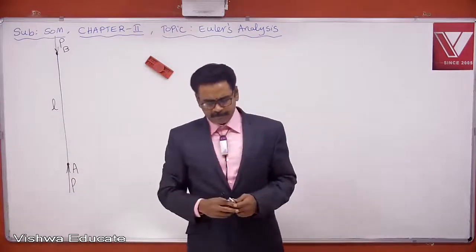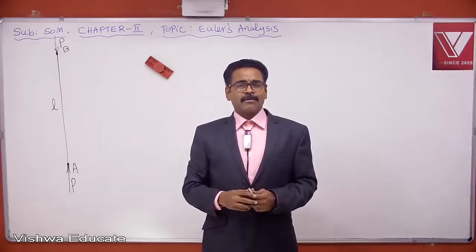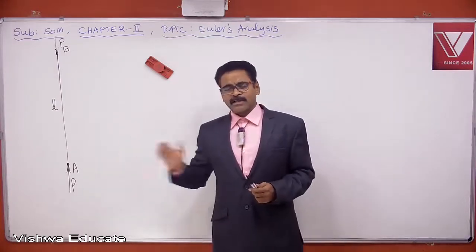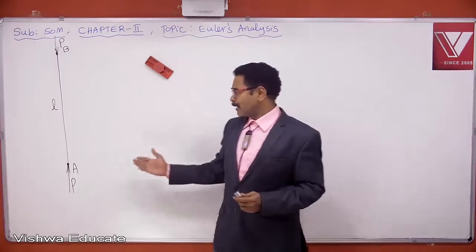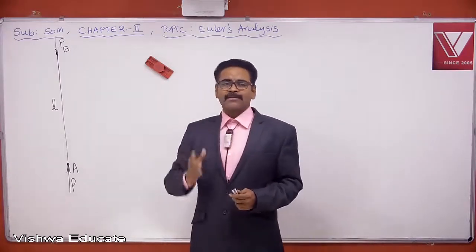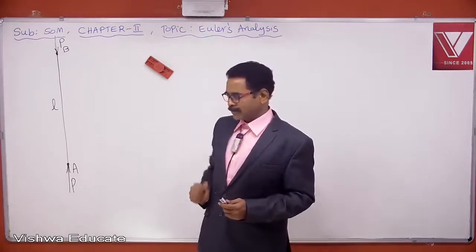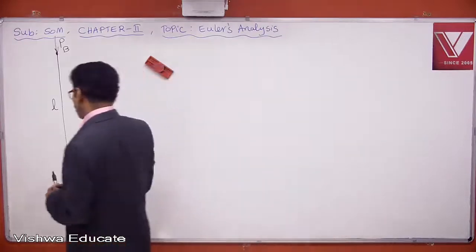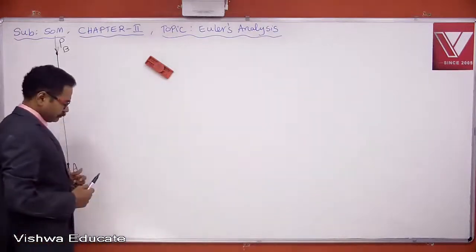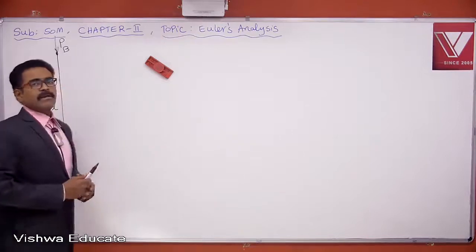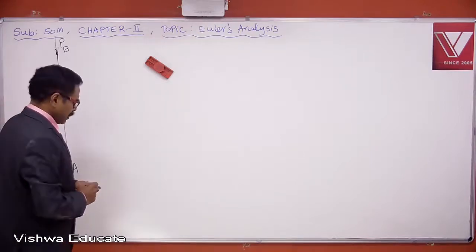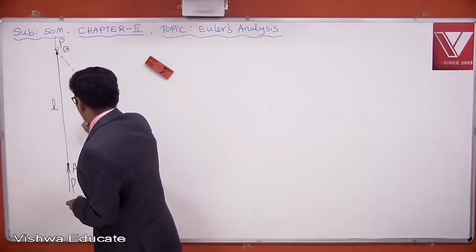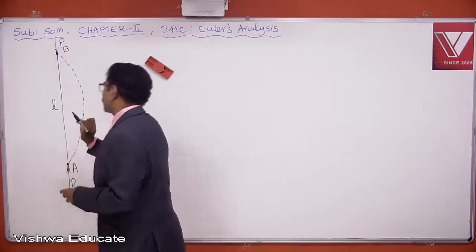Try to understand, when a column carries critical load, the column will be in neutral equilibrium. Critical load is the load corresponding to neutral equilibrium. So currently this column is in neutral equilibrium, since it is carrying critical load. Now if I apply a momentary disturbing load towards right, this column will buckle permanently like this.